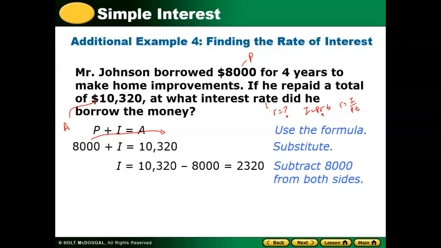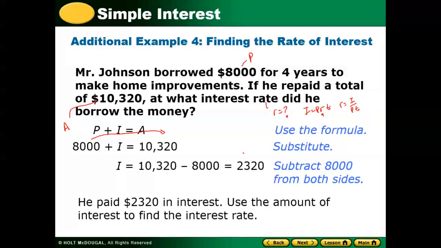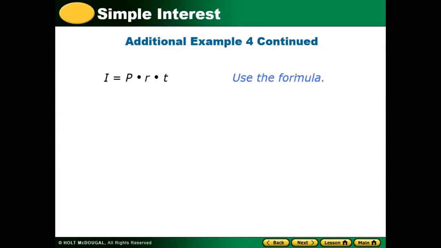But really, you don't even have to do this formula. You can make sense of the fact that this is the amount that I borrowed. This is how much I paid back. So if I subtract these two, I'll get how much interest I paid. So that's $2,320. That's how much interest he paid. So this is going to be our I. We had to calculate it, but now we have I, we have P, and we have T, which is 4 years. So now we can go ahead and calculate our rate using this formula.